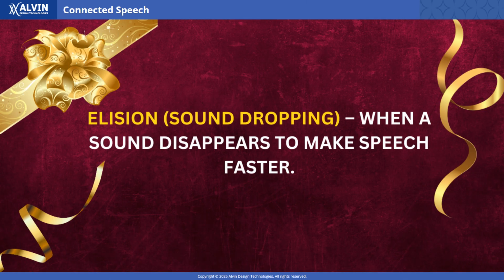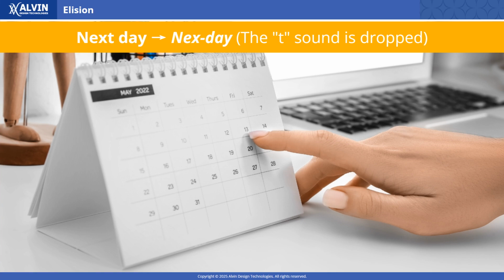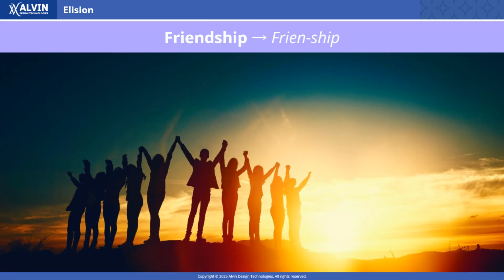Here are a few examples of elision or sound dropping, which occurs when a sound disappears to make speech faster. Next day, the T sound is dropped. Friendship, the D sound is dropped.